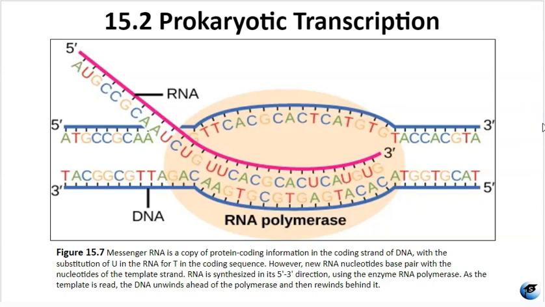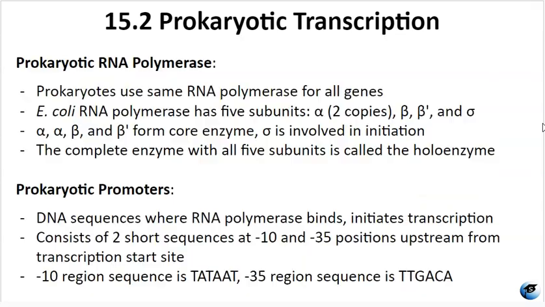That is, the bubble moves from the 5' to 3' direction as the genetic code is transcribed into mRNA. The RNA polymerase used by prokaryotes is the same for transcribing all of their genes. So for example, in E. coli, the polymerase consists of 5 subunits, with 2 being identical.